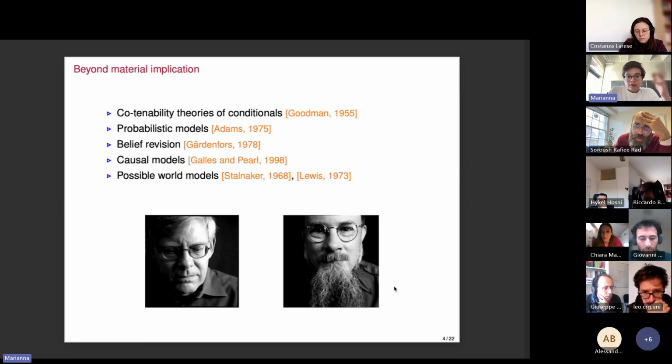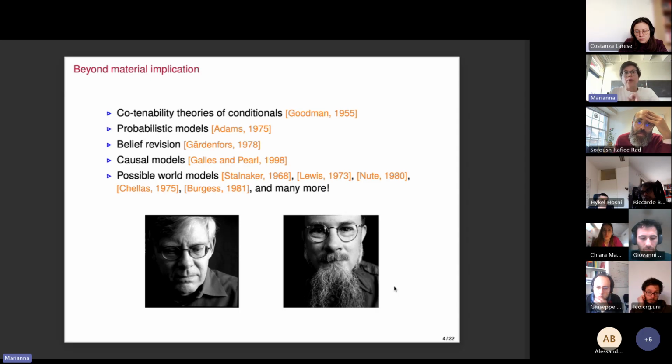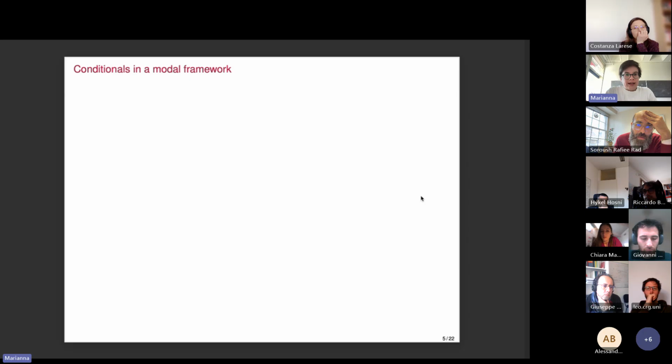The people who initiated this approach are Stalnaker and Lewis, depicted in the picture. But then, of course, a lot of other people followed. Nute, Chellas, and Burgess are only the first ones in the literature. So we're going to go for this possible world approach to conditionals. And what does it mean?